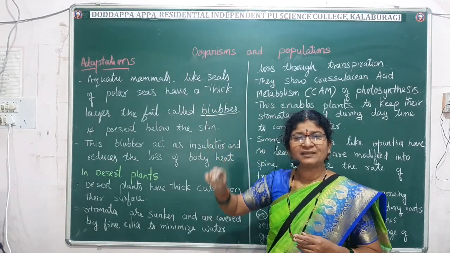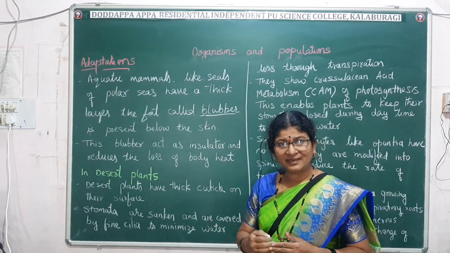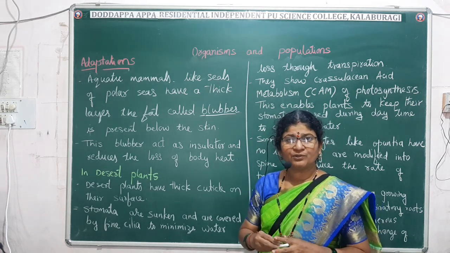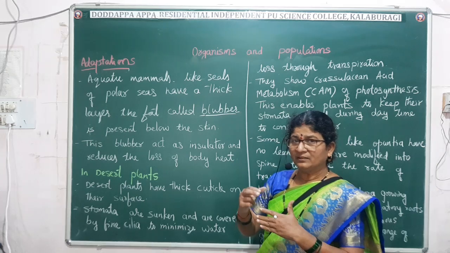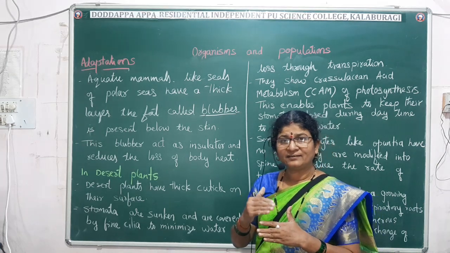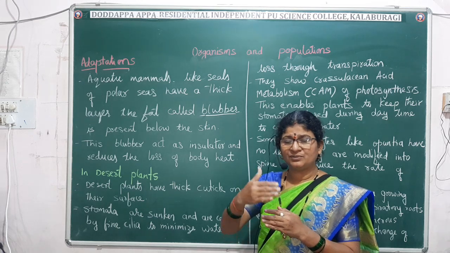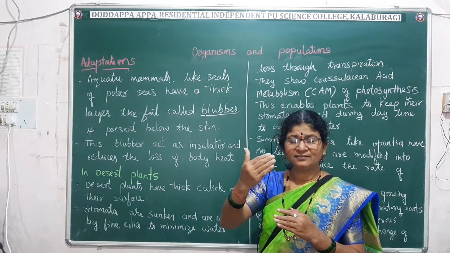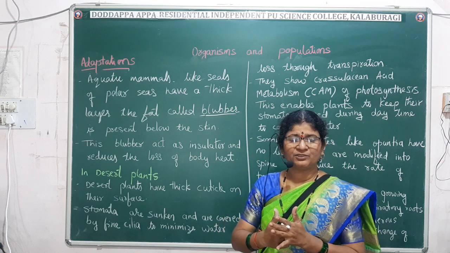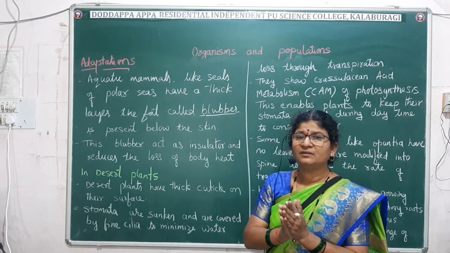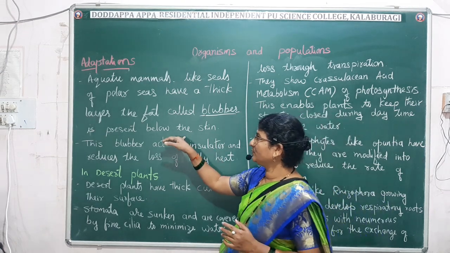This blubber acts as an insulator, to keep the body temperature constant. Do you know what we mean by insulator? An insulating layer will not allow the body heat to go outside, and the outside temperature will not enter into the body. That is, it helps to maintain the homeostasis of the body. So this example you have to remember.